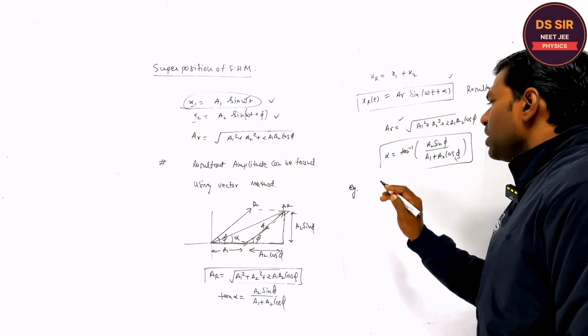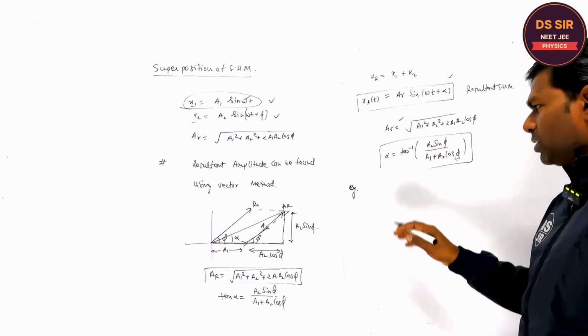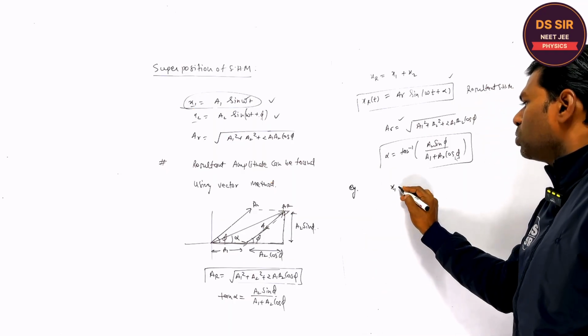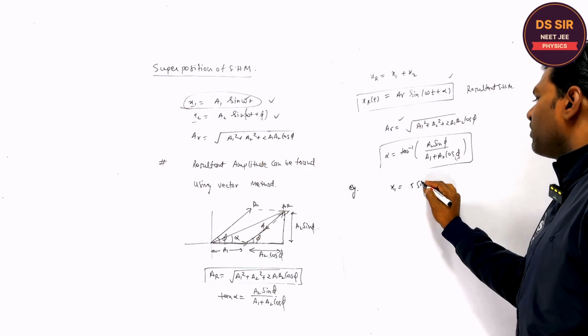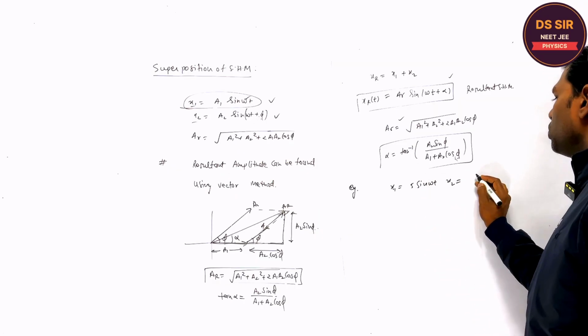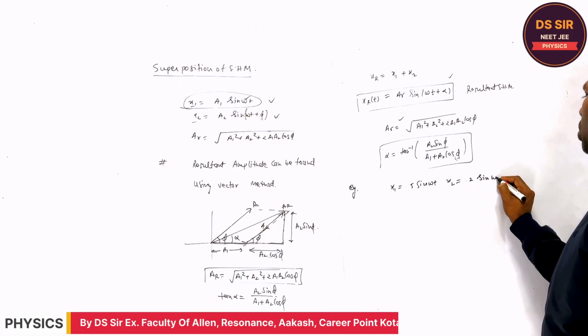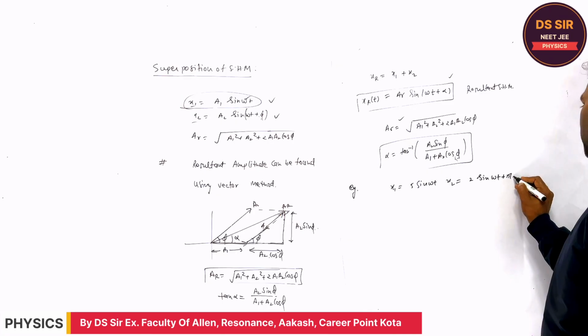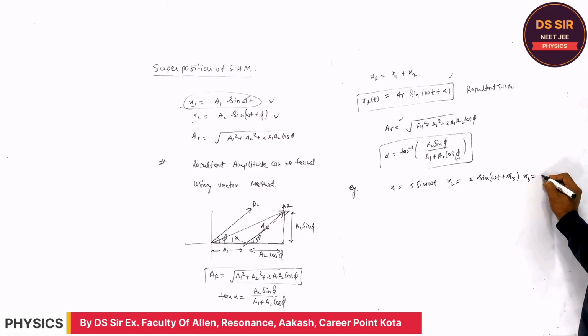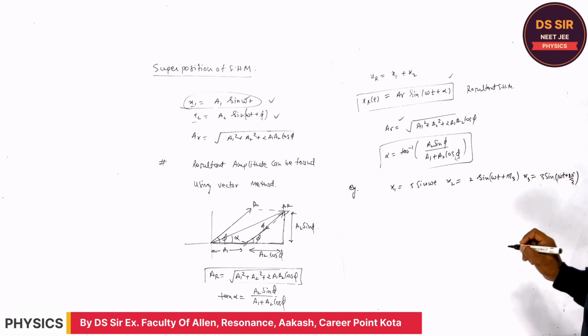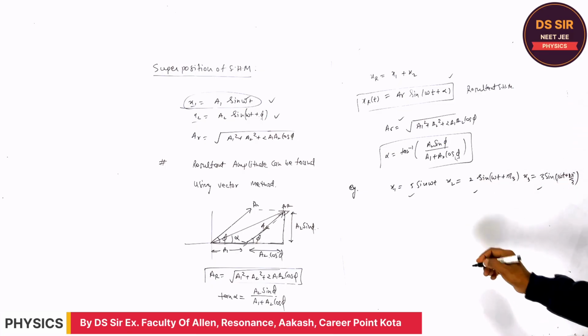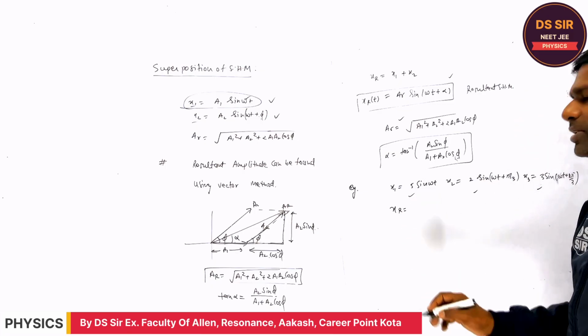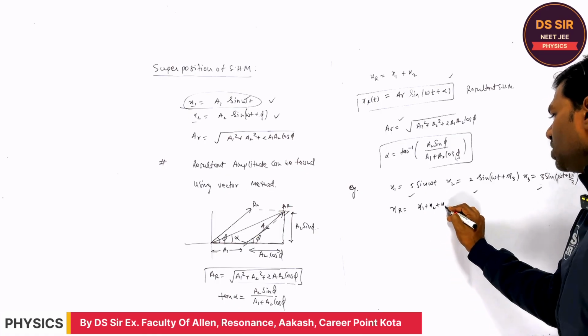But for example, if more than two SHM are superimposed: x1 is equal to, suppose, 5 sine omega t, x2 is equal to 2 sine omega t plus pi by 3, and x3 is equal to, suppose, 3 sine omega t plus 2 pi by 3. Now these are the SHM. If you want to find the resultant SHM, you have to do x1 plus x2 plus x3.